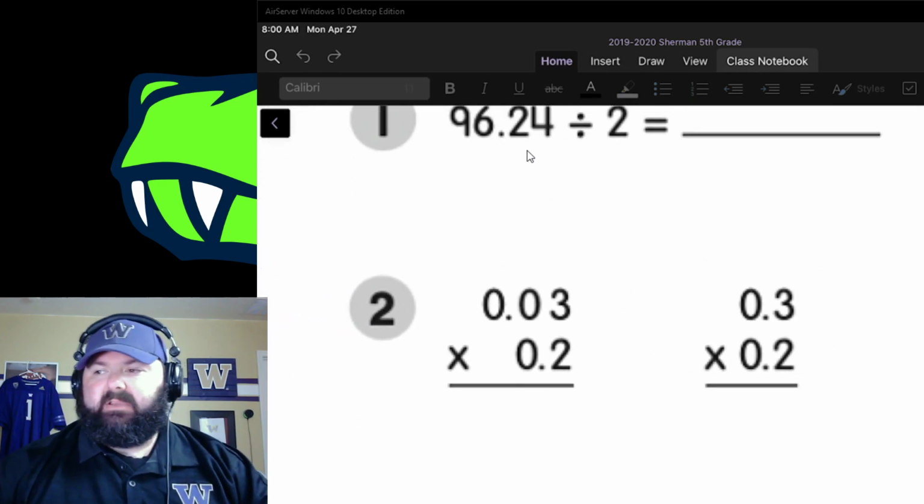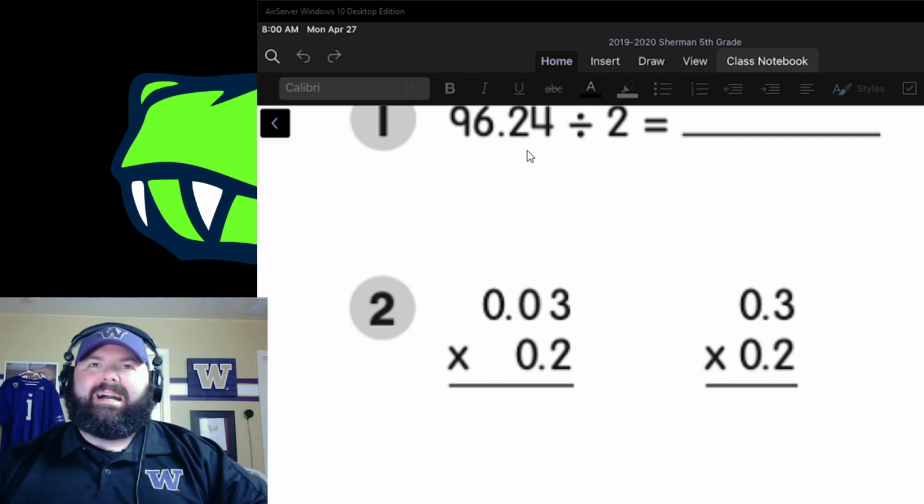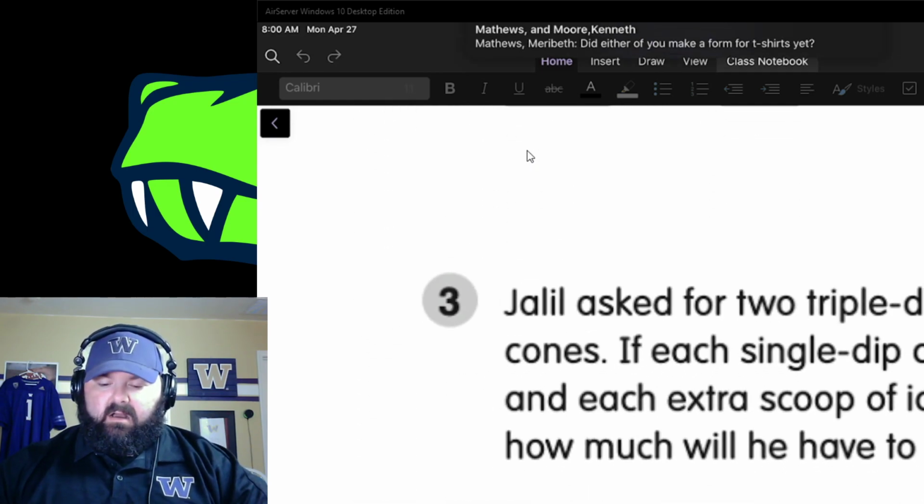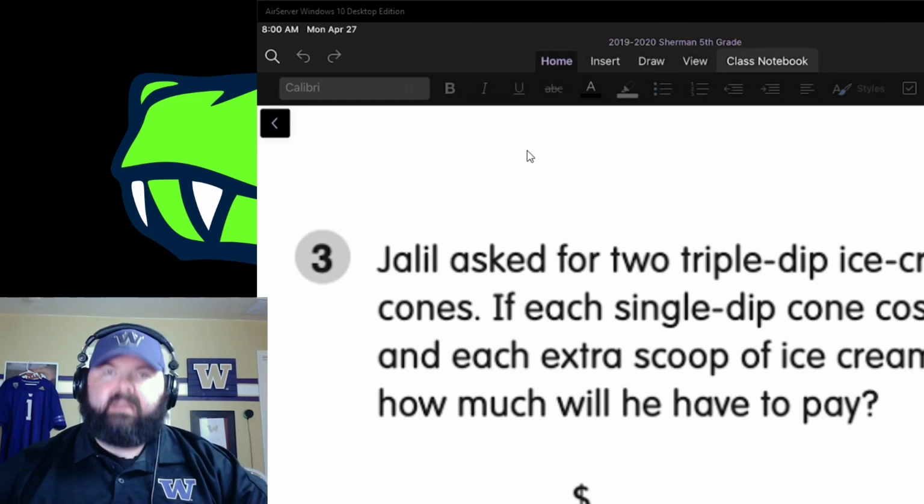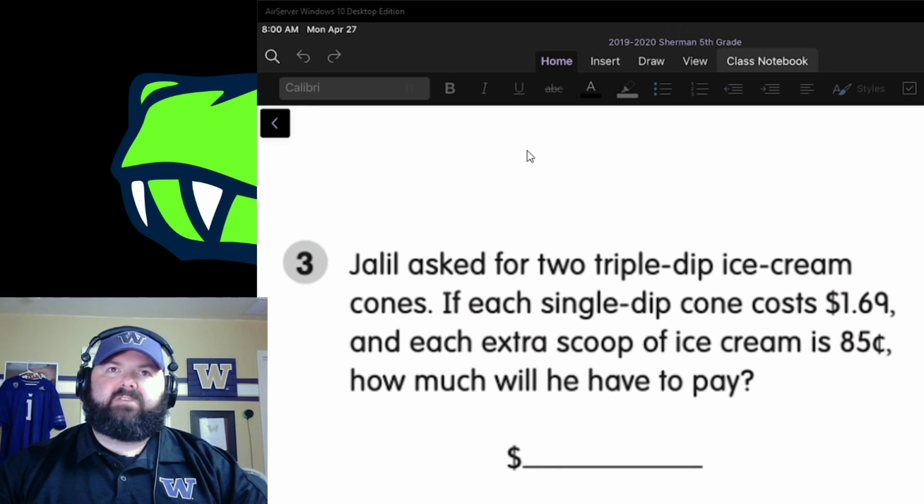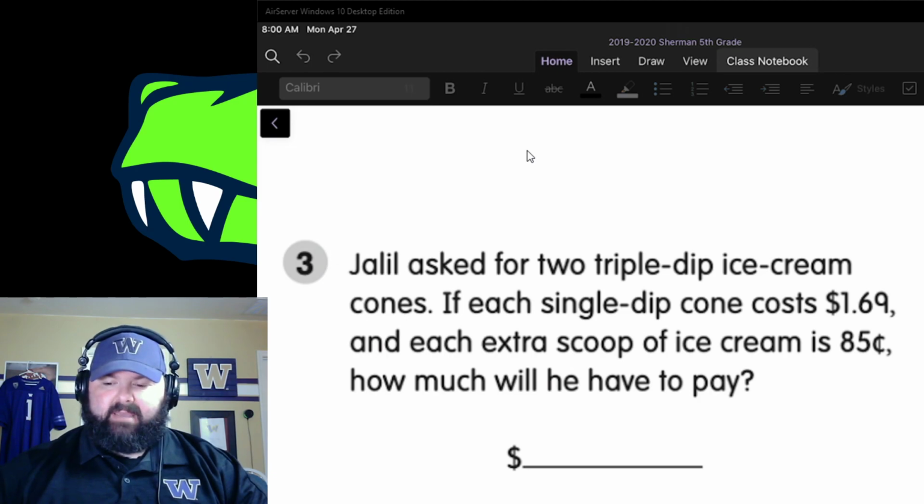Now keep in mind that you guys pay attention to how many decimals are behind, or how many numbers are behind the decimal, to know exactly where to place that decimal point. On number three, Jill asked for 2 triple dip ice cream cones. If each single dip cone costs $1.69 and each extra scoop of ice cream is 85 cents, how much will he have to pay?